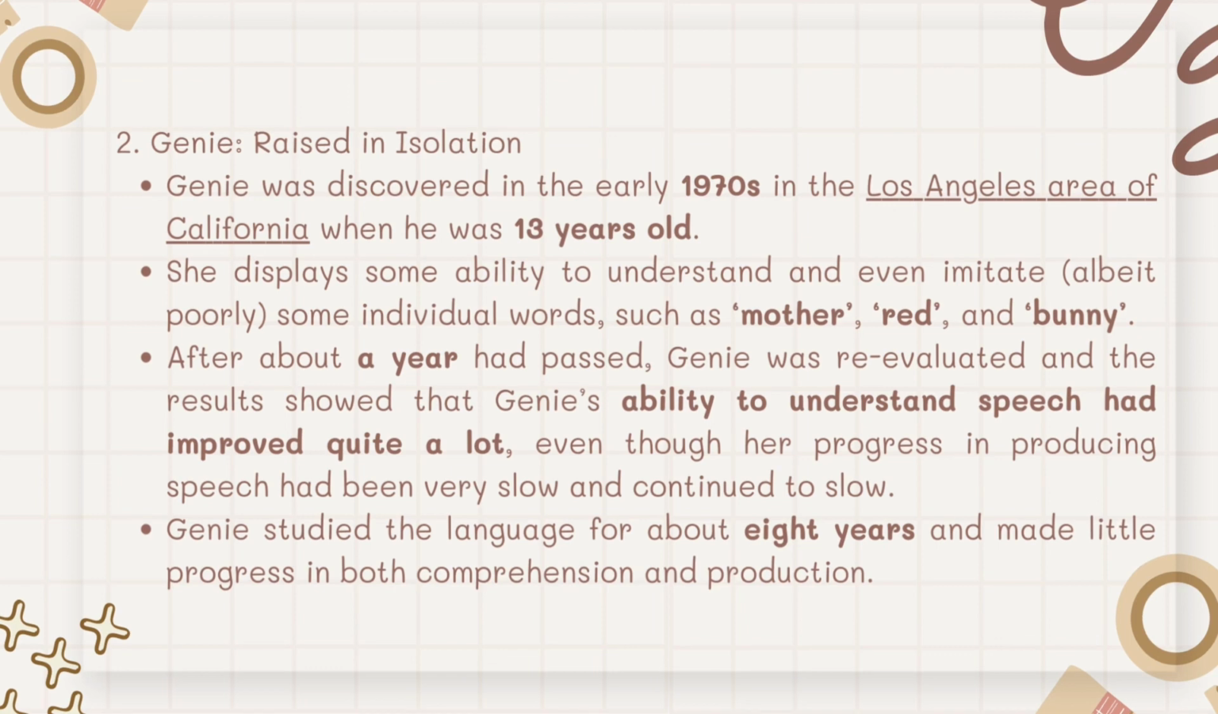After about a year had passed, Genie was re-evaluated for her language skills, and the result showed that Genie's ability to understand speech had improved quite a lot, even though her progress in producing speech had been very slow and continued to be slow. Genie studied the language for about 8 years and made little progress in both comprehension and production. It was still far below normal, and her speech continued to be ungrammatical.